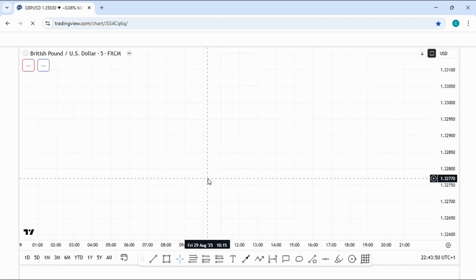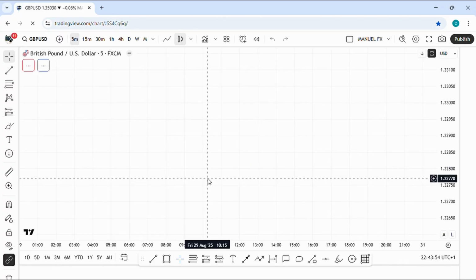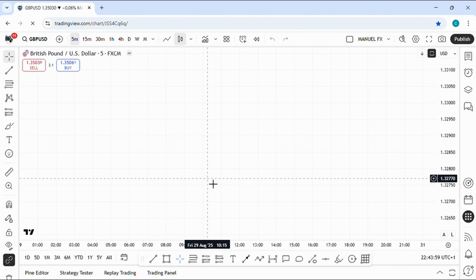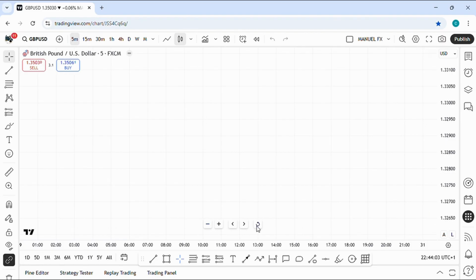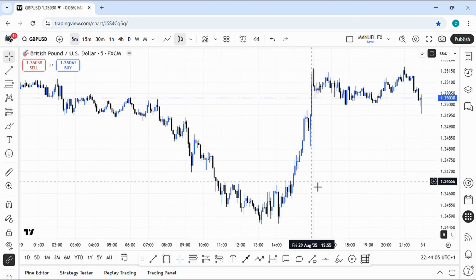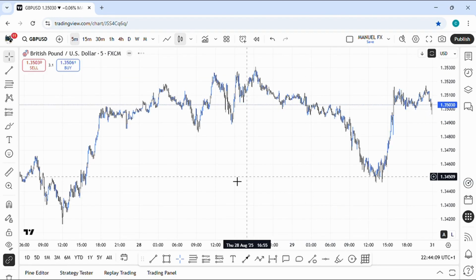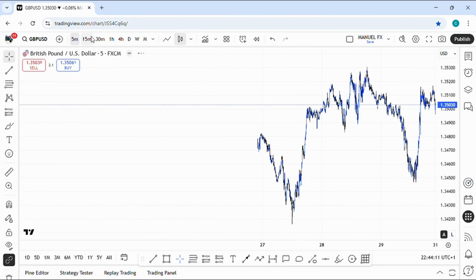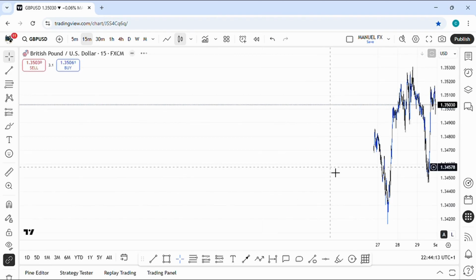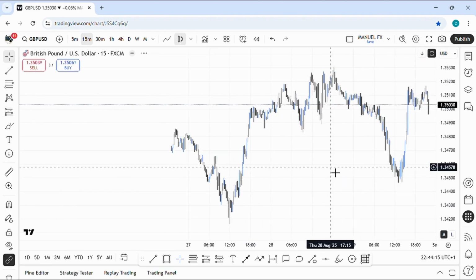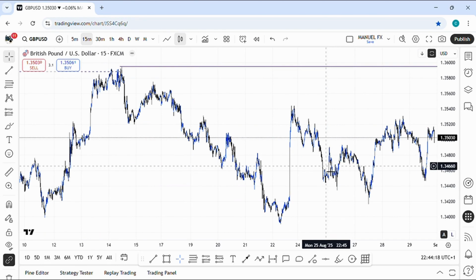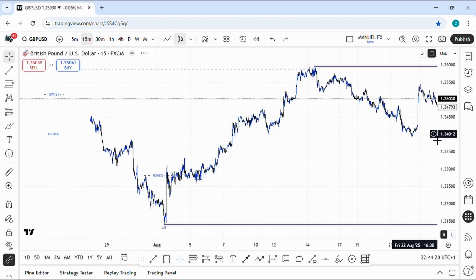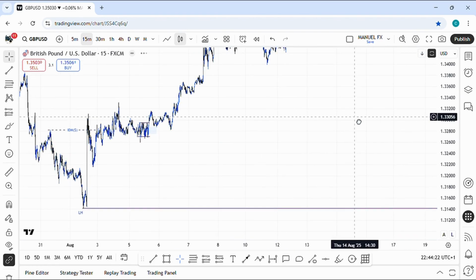Okay, so let's see. It's coming back now. Let's see the price, that current zone I mapped out on the 15 minutes. Where is it? Where is that? Okay. This zone.